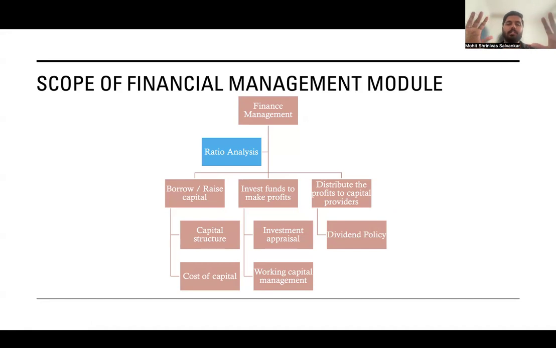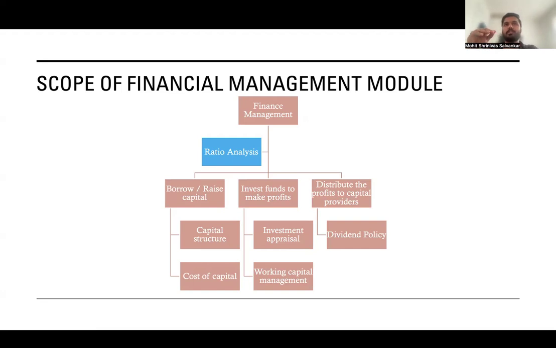Financial management is typically broken down into three areas. One is borrowing or raising of funds. Number two, utilizing those funds to invest into assets or working capital and managing the funds. And then third, once you manage the funds and are able to make profits, it's about distribution of the dividends. So these are the major three areas in which financial management is distributed: borrowing, investing, and distributing profits.